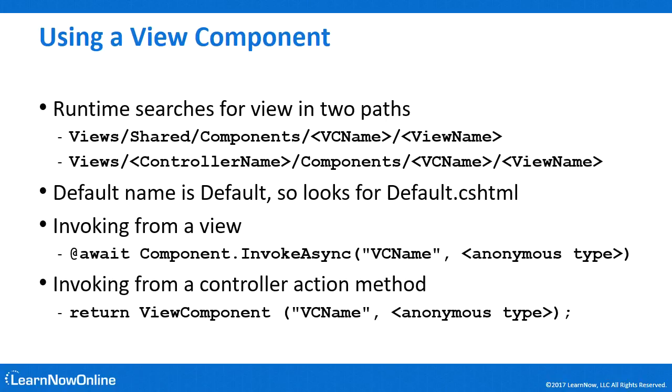Just keep in mind, the names of the properties of that anonymous type need to match the names of the parameters, because that's how the runtime matches the values up to pass them into that method within the class. And you can again use the nameof operator there for the first property that you pass to the return ViewComponent statement.